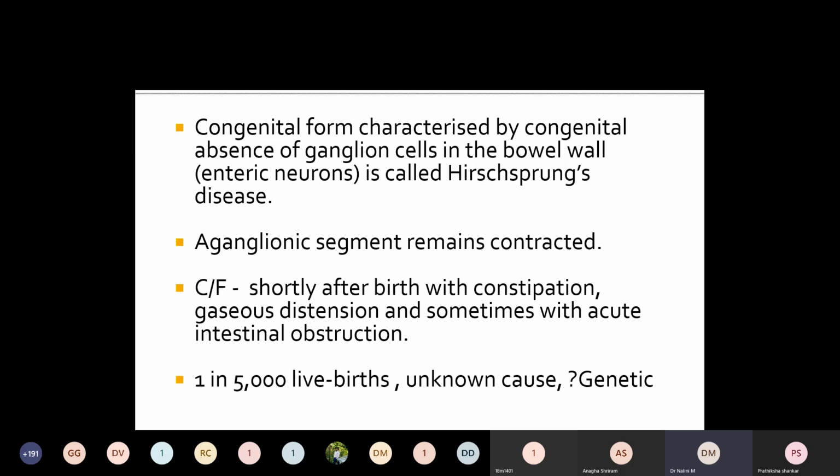So the congenital form is characterized by congenital absence of ganglion cells in the bowel wall. This is called Hirschsprung's disease. As I told you, the aganglionic segment is contracted, and the proximal segment is dilated. How do they present? They are seen shortly after birth, with constipation, gaseous distension, and sometimes intestinal obstruction, because there's a functional obstruction. The cause is usually unknown, probably genetic, because it is seen in families or in monozygotic twins. The incidence is around 1 in 5,000 live births.